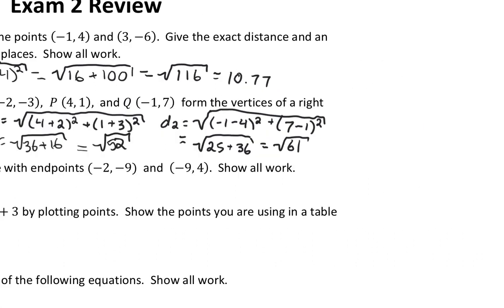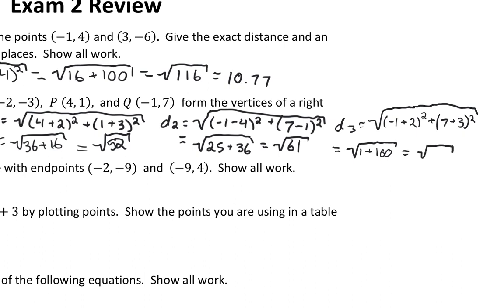Finally, let's have d3 be equal to the distance between point M and point Q. So that would be the square root of -1 minus -2 squared plus 7 minus -3 squared. Square root of that, it's going to be equal to the square root of 1 plus 100. That is equal to the square root of 101.